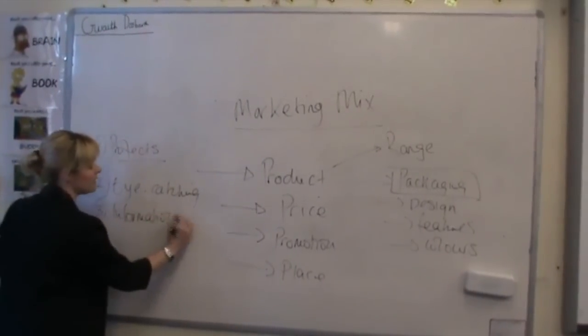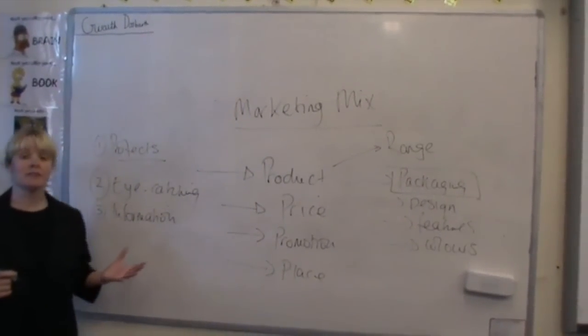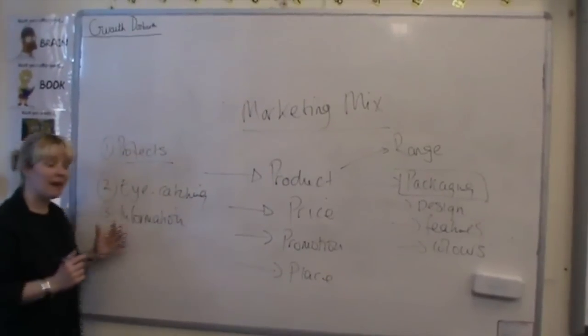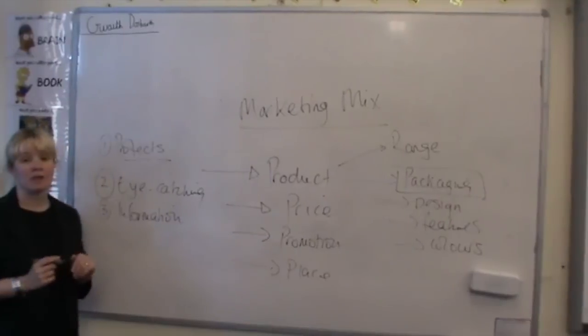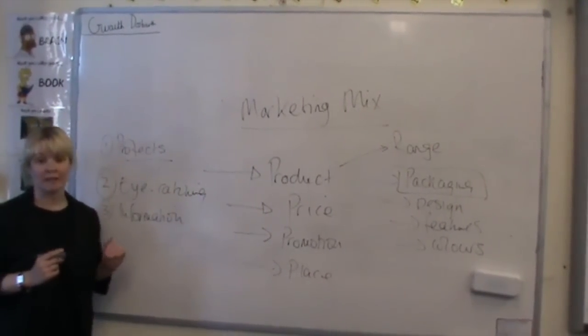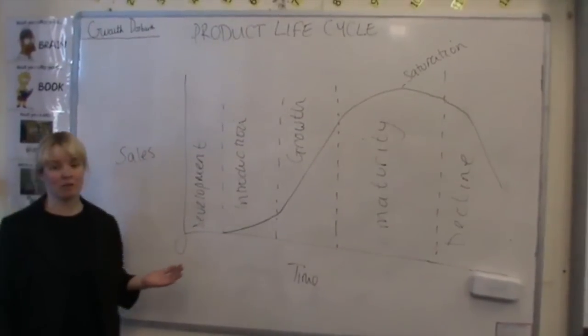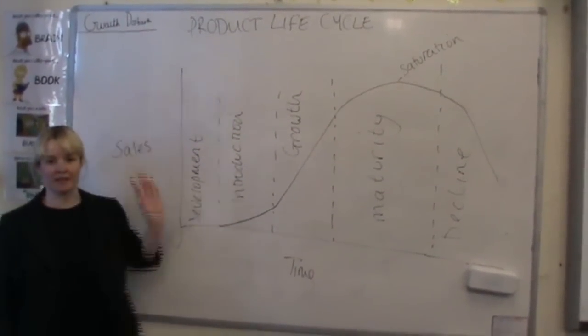It tells you how many calories are in the product, whether there's any ingredients that people might be allergic to. That can help to sell it as well, and it's information that in some cases, by law, they need to put on it. Okay, next, as part of product, you have to be aware of the product life cycle.